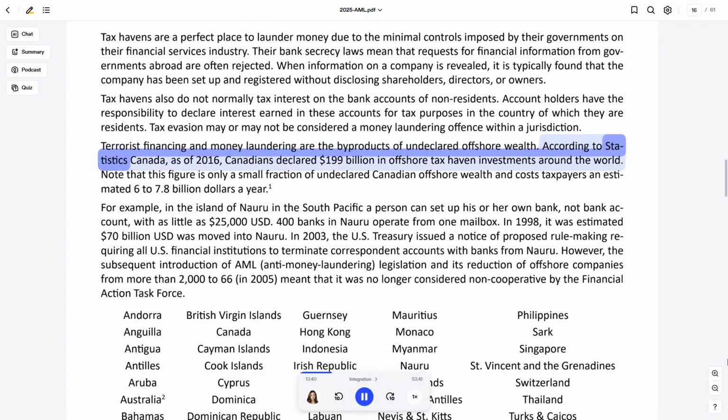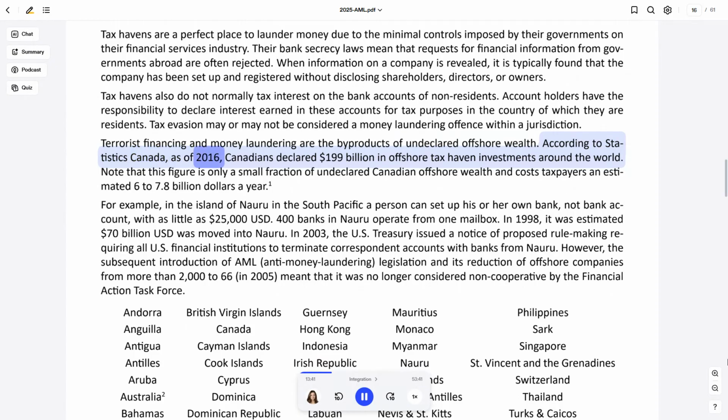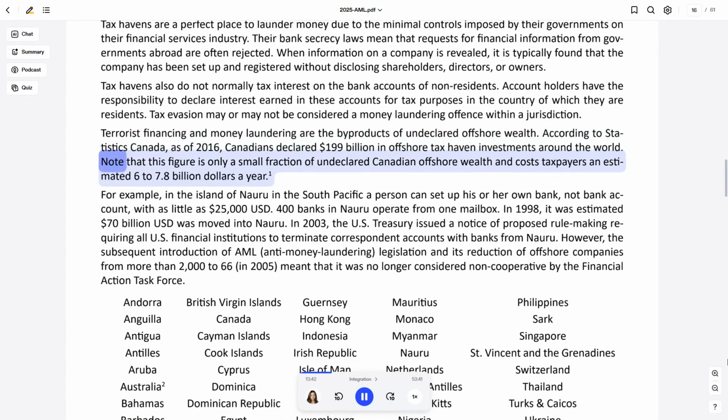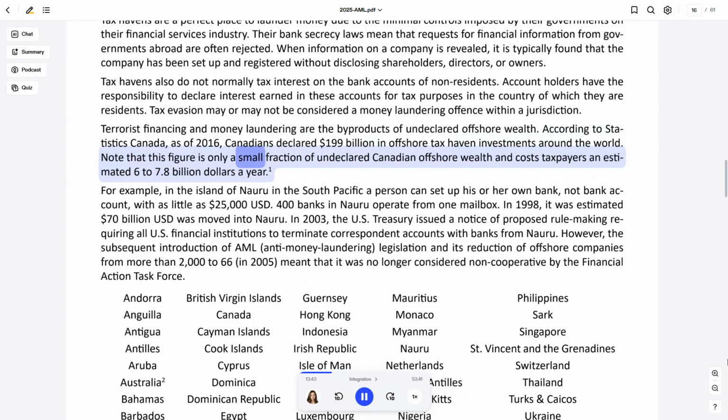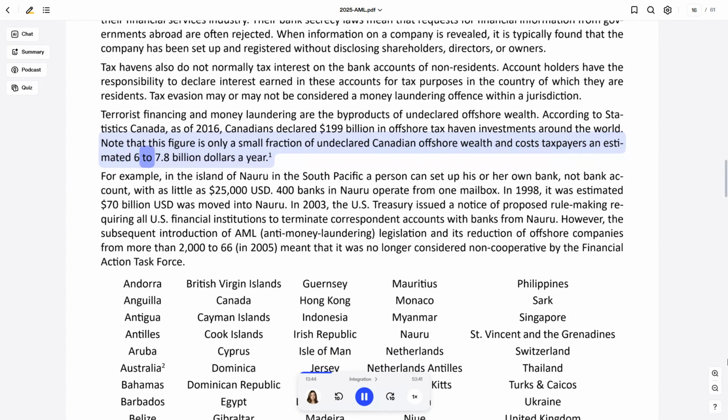According to Statistics Canada, as of 2016, Canadians declared $199 billion in offshore tax haven investments around the world. Note that this figure is only a small fraction of undeclared Canadian offshore wealth and costs taxpayers an estimated $6 to $7.8 billion a year.